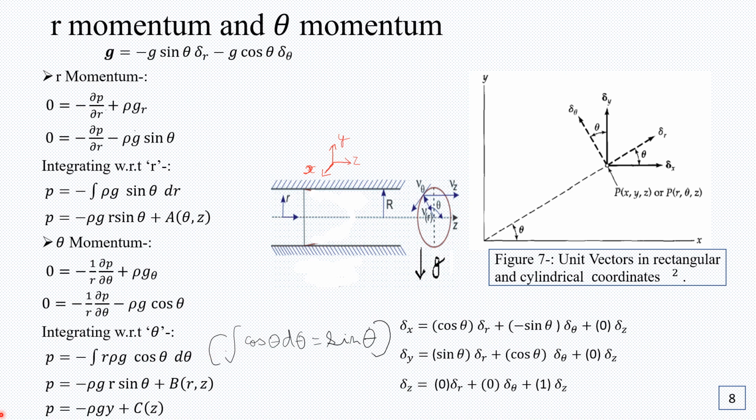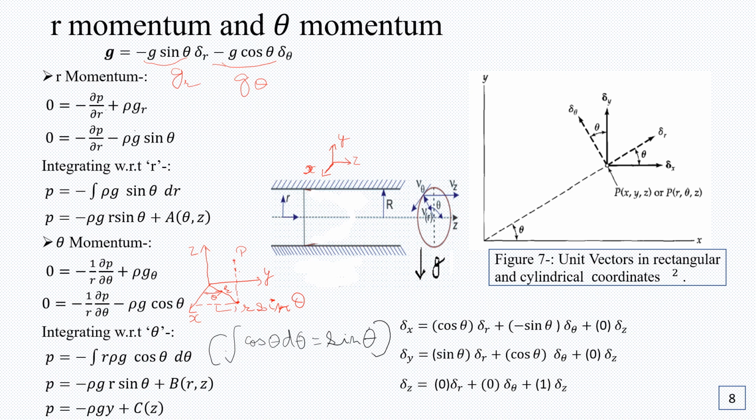Why function of r and z? Because we are integrating with respect to theta. In the Cartesian coordinate system shown with x, y, z in this figure, this is the projection of the point P in this system, where r is the distance from the origin to the projection of this point, and theta is the direction from the positive x-axis.